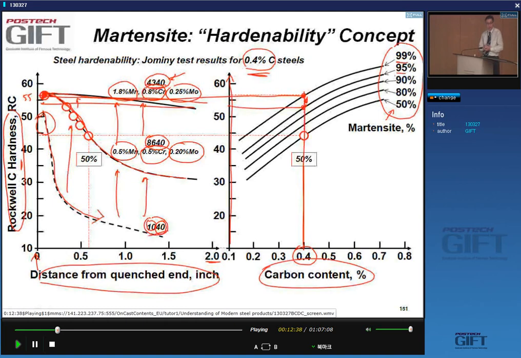One of the things in technology that we look at is how far away from the quench end do we have to go to achieve 50% of martensite? Well, we have here our 50% martensite line, and this is my vertical line giving me the nominal. So 50% of martensite is achieved at about 0.5 inch, say about a little over a centimeter away from the quenched end.